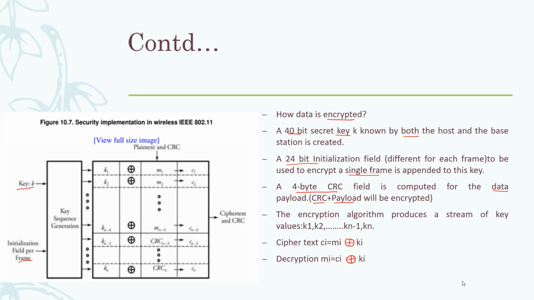The encryption algorithm produces a stream of key values. So we require a stream of key values. Now the ciphertext is produced with the help of the key. Mi represents both the plaintext and the CRC, combined with the key, so we get the ith ciphertext. Now the decryption can be done with the same key, using this ciphertext.